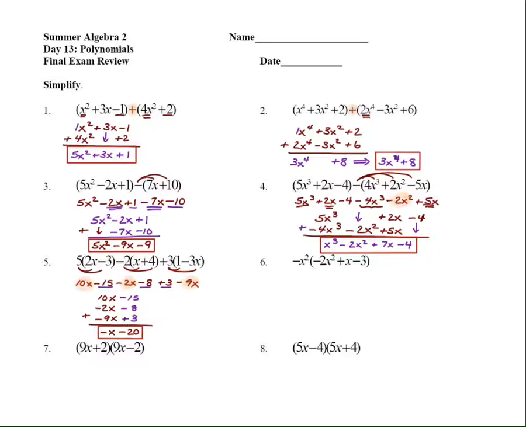Number 6, now I have a single term, a monomial times a trinomial, so I just have to distribute that through that entire quantity, but be sure you handle the exponents carefully. A negative x squared times a negative 2x squared: negative times a negative is positive, 2 is the coefficient, and x squared times x squared is x to the 4th. A negative x squared times a positive x would be negative x cubed, and negative x squared times negative 3 would be positive 3x squared. None of those are like terms, so nothing can be combined, and that would be your final answer.